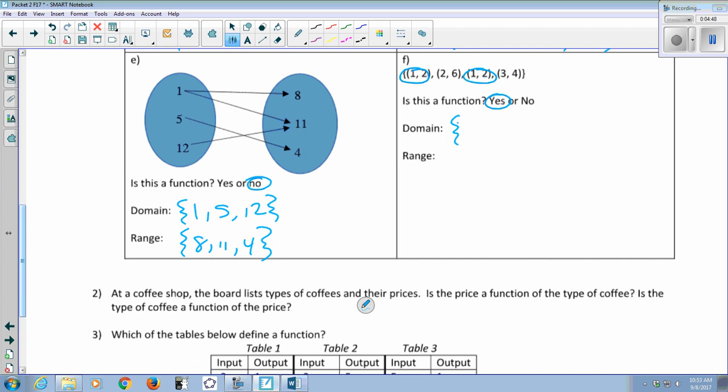Its domain is the set of all x coordinates, 1, 2, and 3. And its range is the set of all y coordinates, 2, 6, another 2, I'm not going to write it again, and 4.